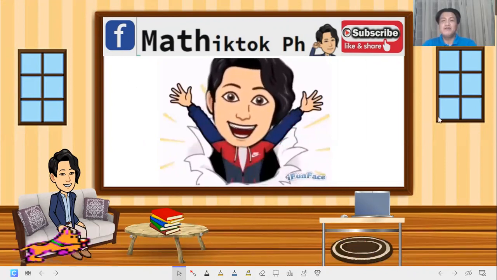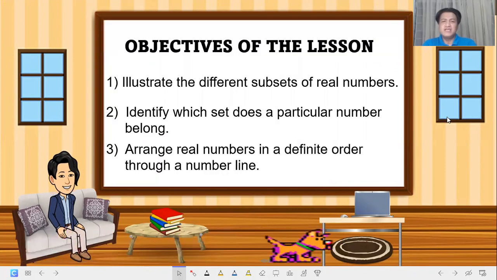Hello students, happy learning. So with that, our objectives of the lesson: first, illustrate the different subsets of real numbers. Second, identify which set a particular number belongs to. And last, arrange real numbers in a definite order through a number line. Ito po yung kailangang matutunan or ma-master this week.